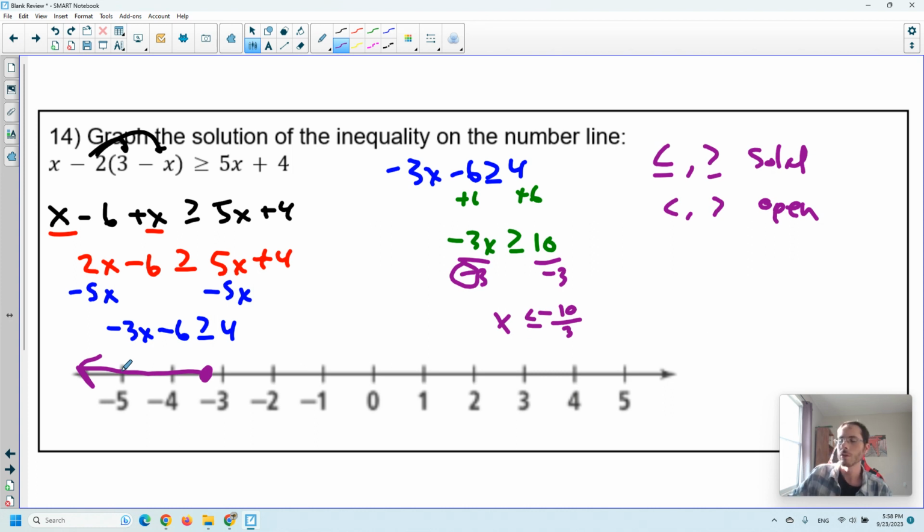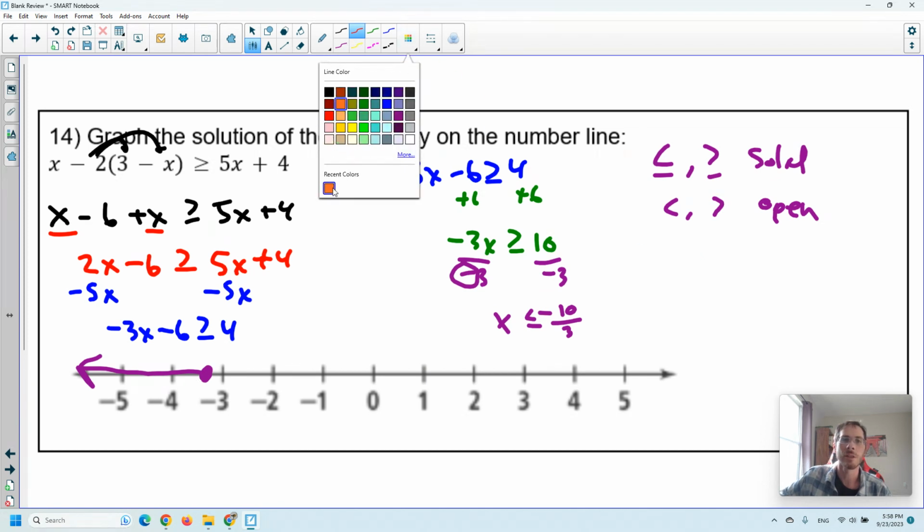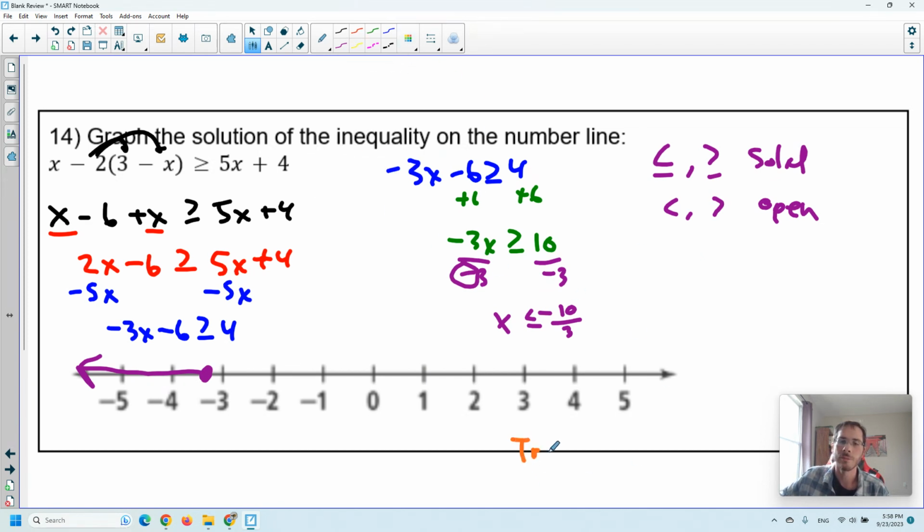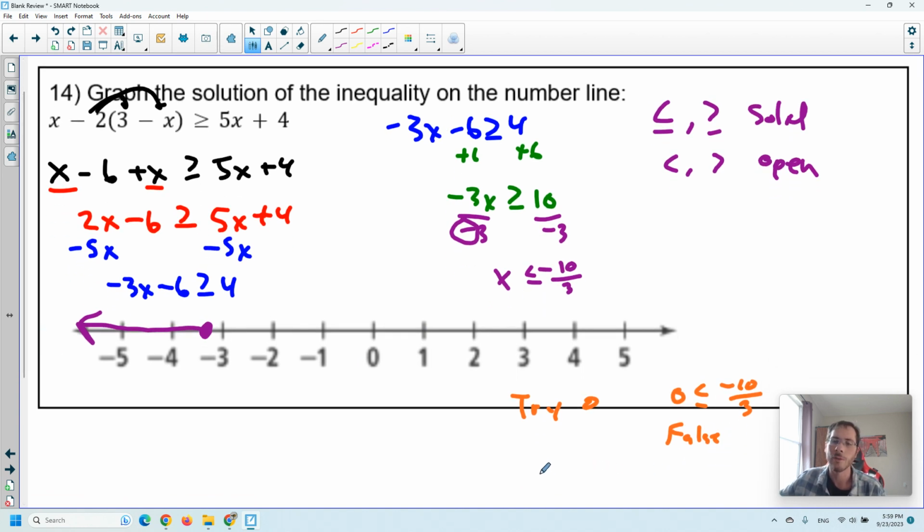If I want to double check though, you can always pick a test point. If you try 0, just as something to double check, we would say that 0 is less than or equal to -10 over 3 is false. 0 is not less than a negative number. So our arrow would point away from 0. And again, that's what we have, our arrow is pointing away from 0. We're not going towards 0. We're going away from 0. So that's number 14. Again, not too crazy.